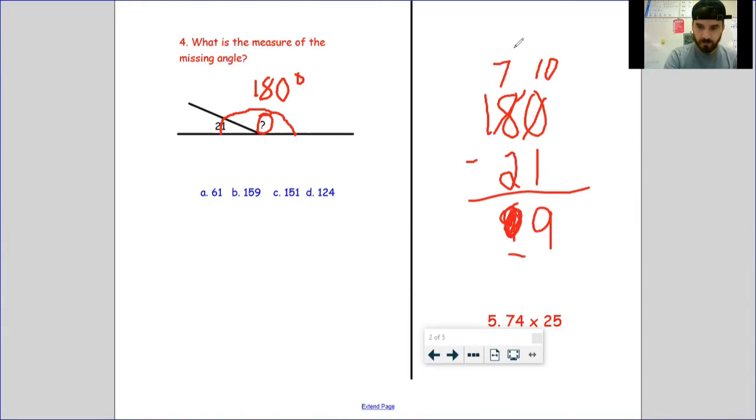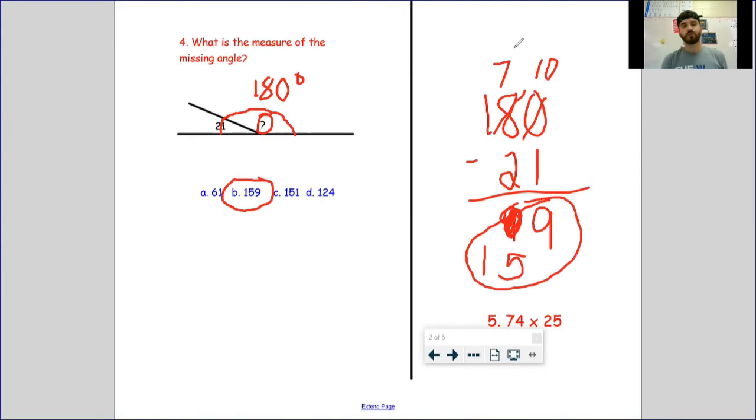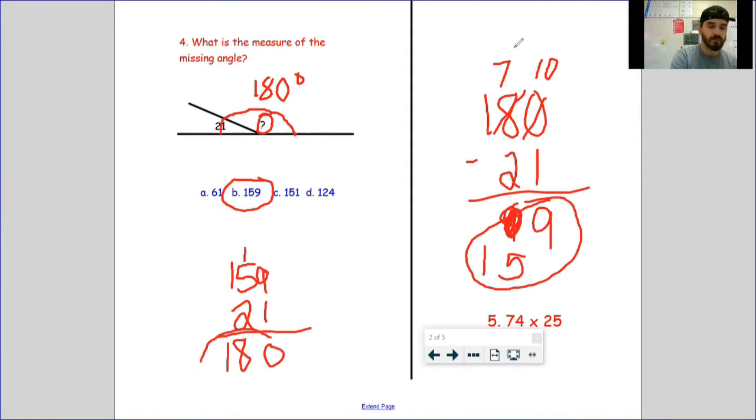Come on, Mr. Huber, do right math. Bring down the 1. That would give me, that kind of looks funky, B, 159 degrees. And one way to check that that's correct, you could take 159, add the 21 that you've already got, and then just make sure that it adds up to give you that straight angle of 180 degrees. So you're going to always use the number that it's giving you to help.